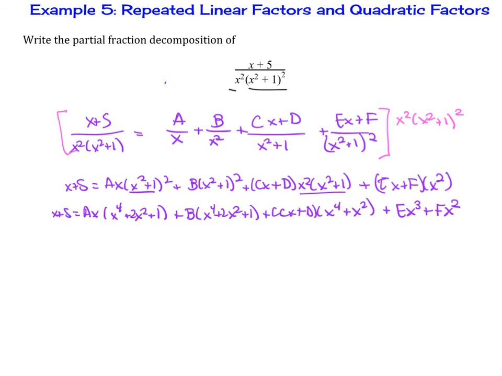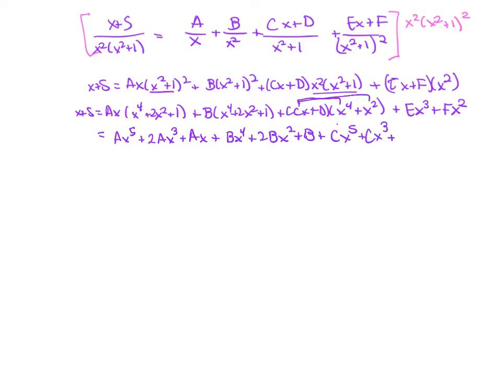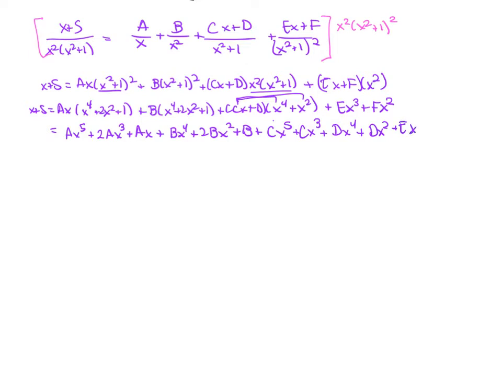So let's continue to simplify. So here this is going to be Ax to the 5th plus 2Ax cubed plus Ax plus Bx to the 4th plus 2Bx squared plus B plus, and then let's multiply this all the way through. This is Cx to the 5th plus Cx cubed plus Dx to the 4th plus Dx squared, and then plus Ex cubed plus Fx squared.